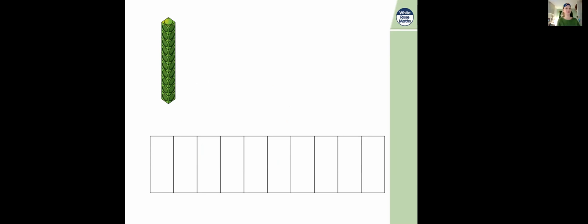Exactly what I thought. 10? Yes, 10 are in that stick. 1 stick of 10 cubes is 10. So that can be shown by this number sentence here. 1 times 10 equals 10.